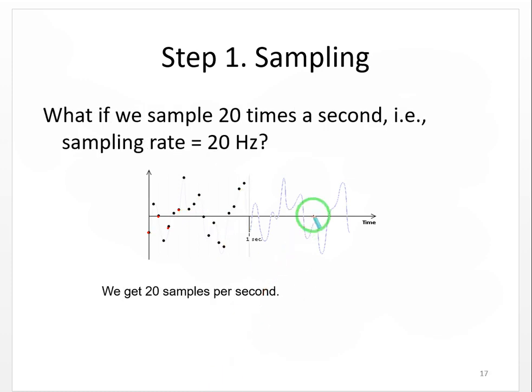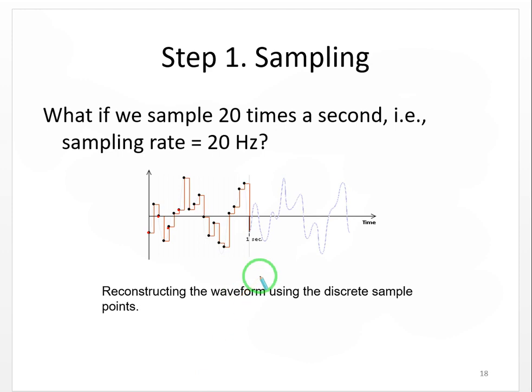For example, if we sample an analog waveform 20 times in a second, the sampling rate will be 20 hertz. So it is based on your samples. If you want to increase your sampling, you increase your sample rate. Keep in mind, we are calculating in 1 second. For a 20 hertz sampling rate, our reconstructed waveform will be in this form, because now the sampling rate is increased, so the sampling points are closer to each other.